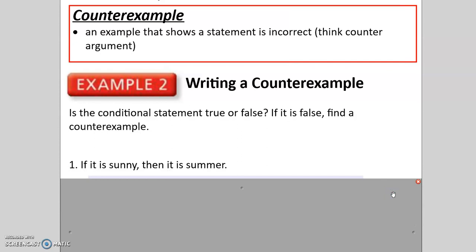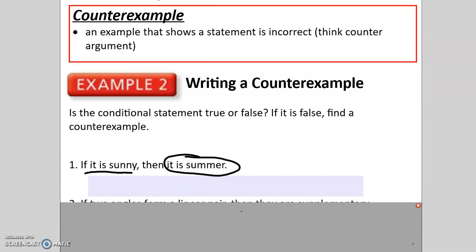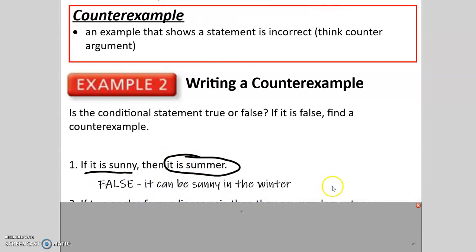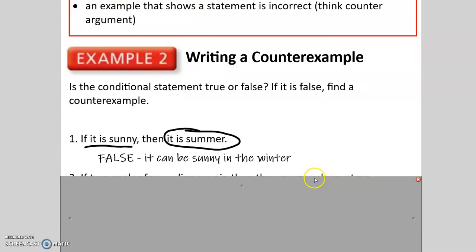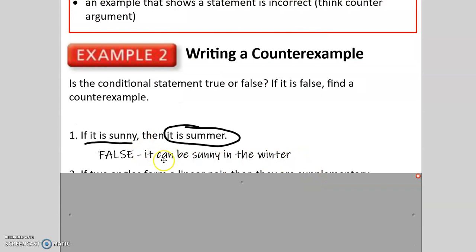Okay, here is the first one. If it is sunny, then it is summer. So is this always, always, always true? Okay, we can say, here is my hypothesis, there is my conclusion. And I'm going to say this is false. This is false because it can be sunny in the wintertime, right? The sun comes out every once in a while in the winter. So that is false. There's my counterexample.